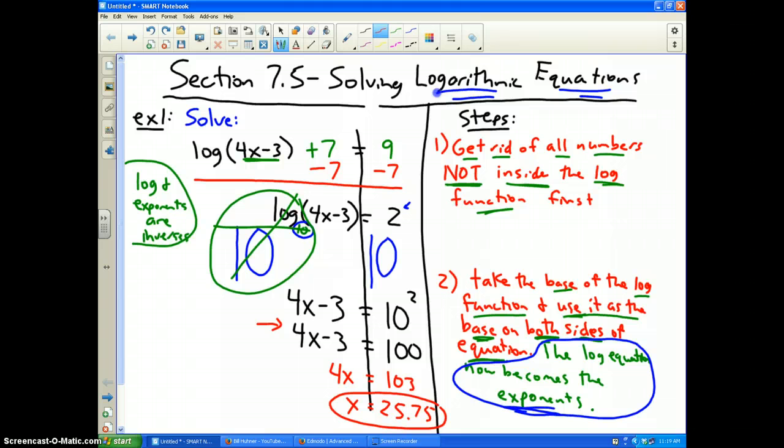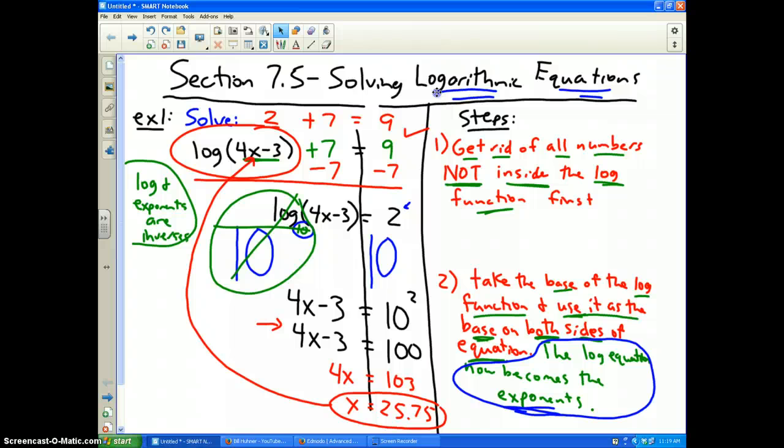25.75. Now, if you would take 25.75 and stick it in there for x, you would find out that the log of 4 times 25.75 minus 3, this piece right here, will become the number 2. And then 2 plus my 7 equals 9, and it checks. And that, people, is how you solve a log equation. Now, if you notice in this particular case, it was written as a single log. That's when you can solve a log equation, when it's a single log. Now I'm going to show you a case where it's not single.